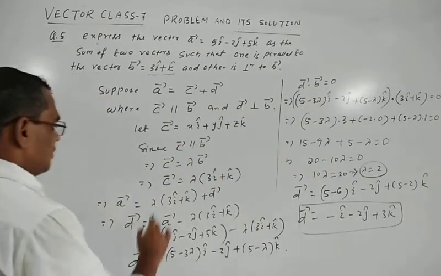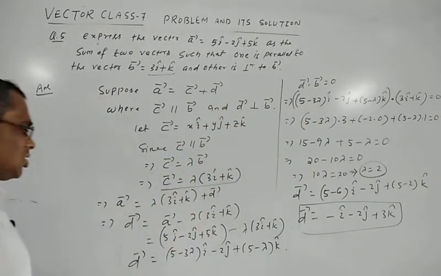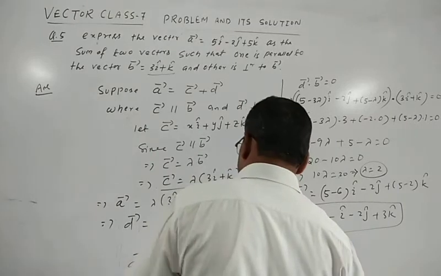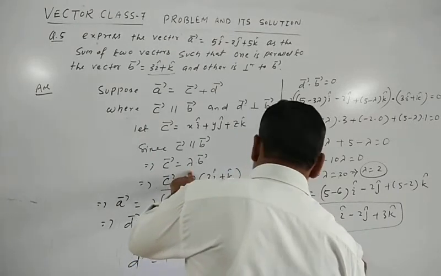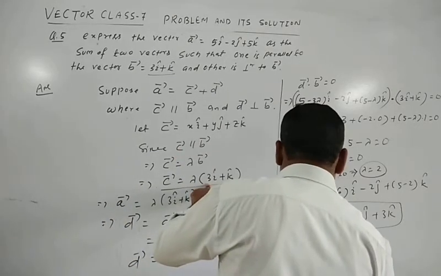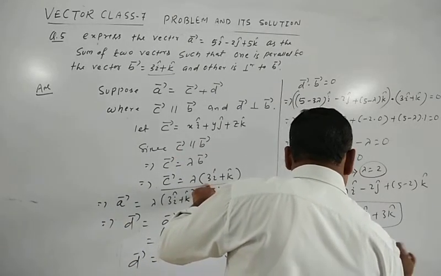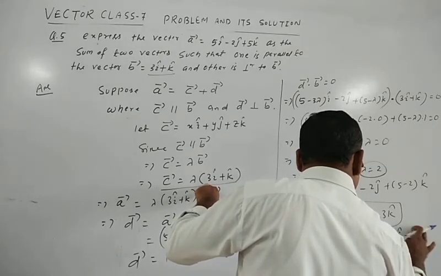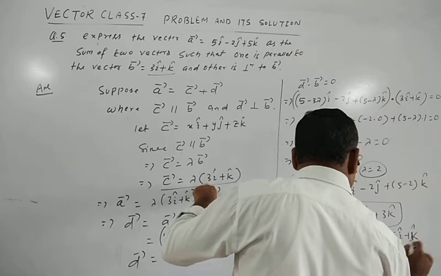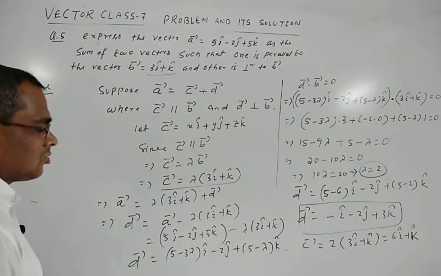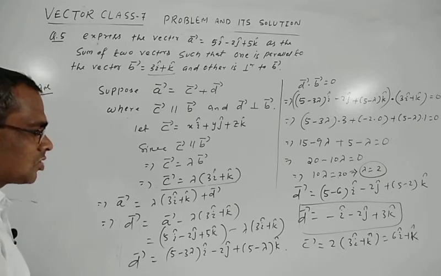Next, what is the c vector? c vector is equal to lambda into b vector. So lambda means 2 into b vector, 3i cap plus k cap. So this is equal to 6i cap plus 2k cap. Okay, so clearly c vector is equal to 6i cap plus 2k cap, and d vector is equal to minus i cap minus 2j cap plus 3k cap.